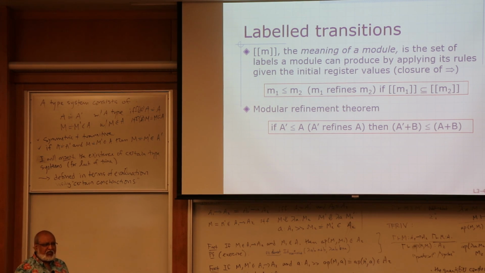But the whole reason for doing modular semantics is this theorem. That if you have a system A plus B, right? And I want to change A to A prime, I never have to look at B. I only have to prove that A prime is a true refinement of A. The semantics I have given you implies this theorem.